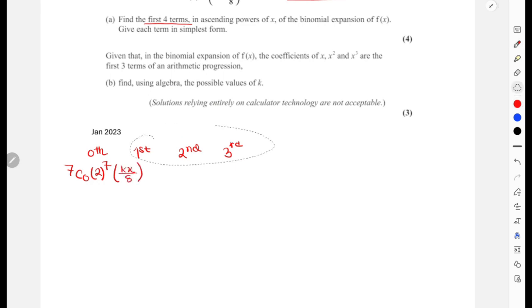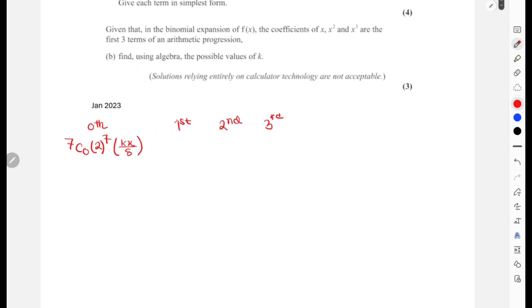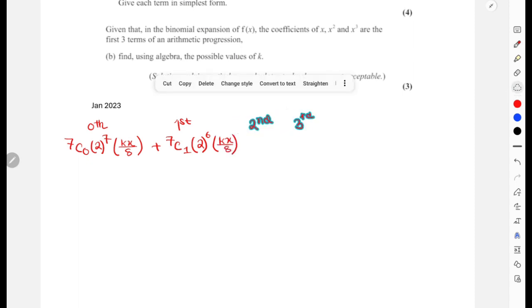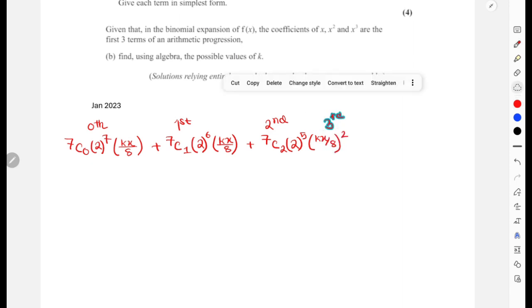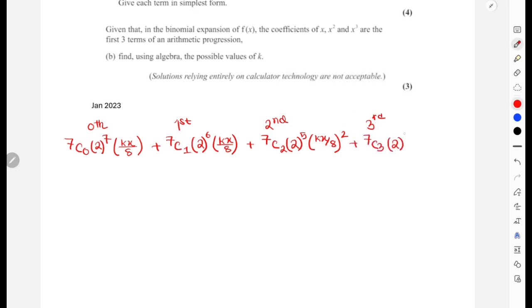And then for the first term, this is going to be 7C1. So we're going to add this with 7C1, 2 to the power of 6, 7 minus 1 is 6, and now kx over 8, this will have 1 power. And then for the next term, we're going to have 7C2, 2 to the power of 5, and then kx divided by 8 to the power of 2. And lastly, you have 7C3, 2 to the power of 7 minus 3 is 4, and then kx divided by 8 to the power of 3, and this will all add together.